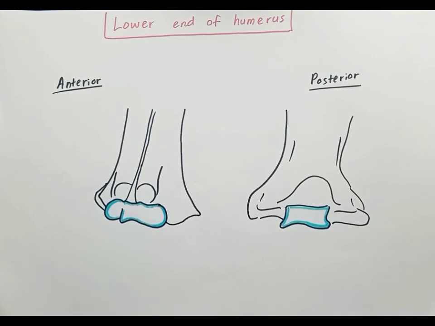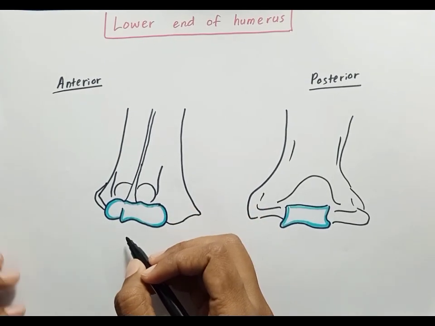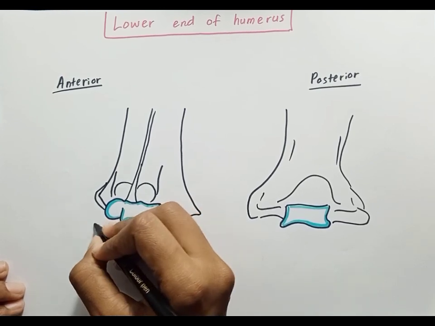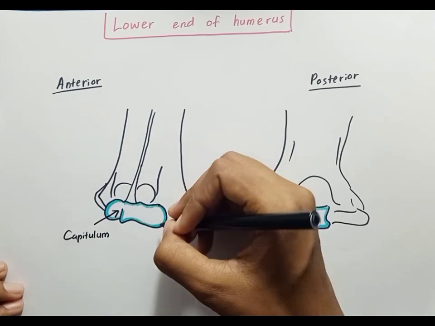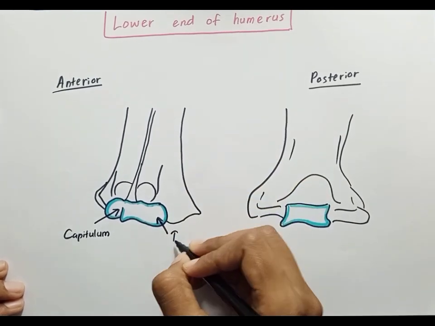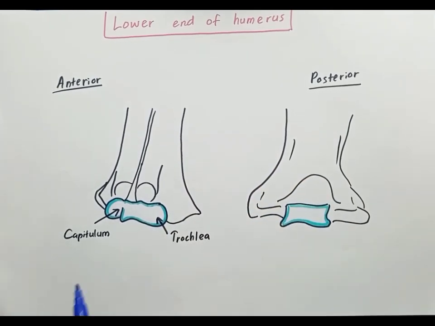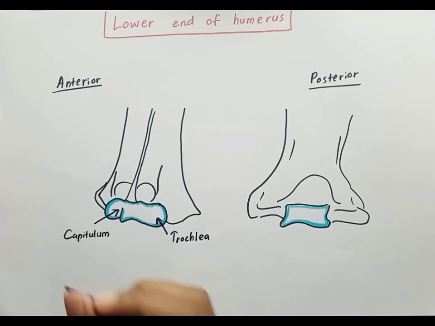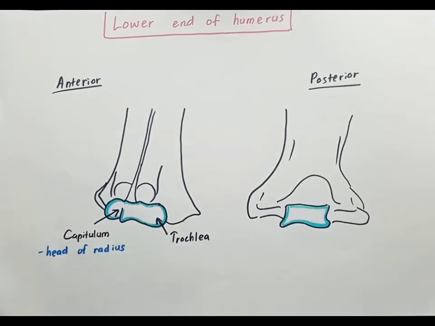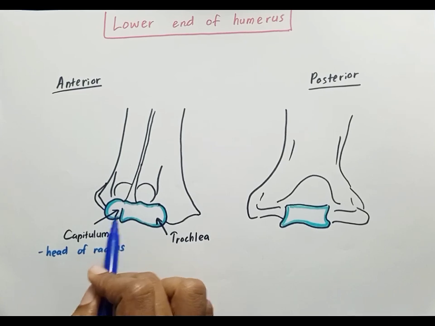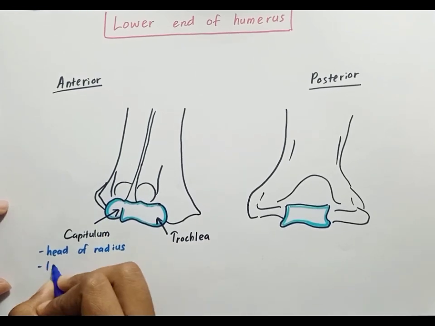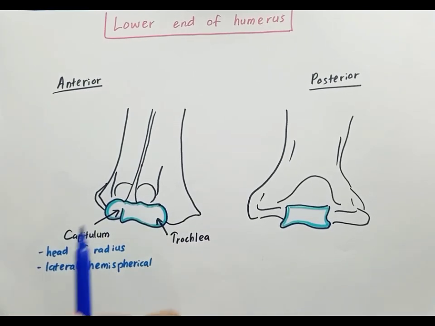So first we will talk about the articular part. In the anterior view, here you can see the capitulum, and this part is known as trochlea. So this capitulum joins with the head of the radius, and it is situated laterally, and this shape is hemispherical, and this is not visible on posterior view.